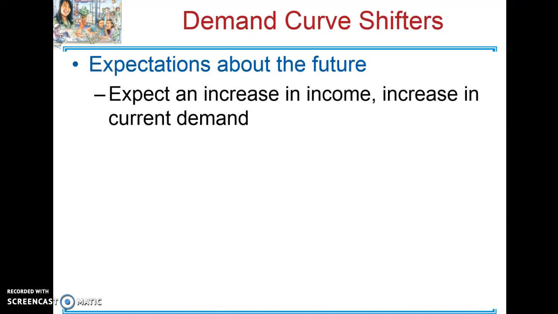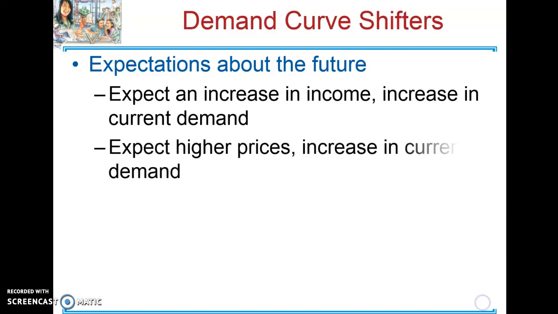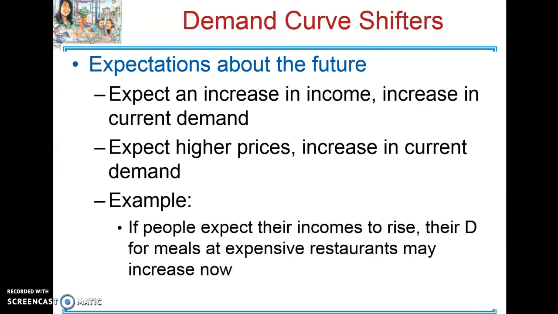Expectations are another shifter of demand curves. If you expect an increase in income, that would result in an increase in current demand. If you expect higher prices, that would result in an increase in current demand. An example: if you expect your income to rise, the demand for eating out at expensive restaurants may go up.